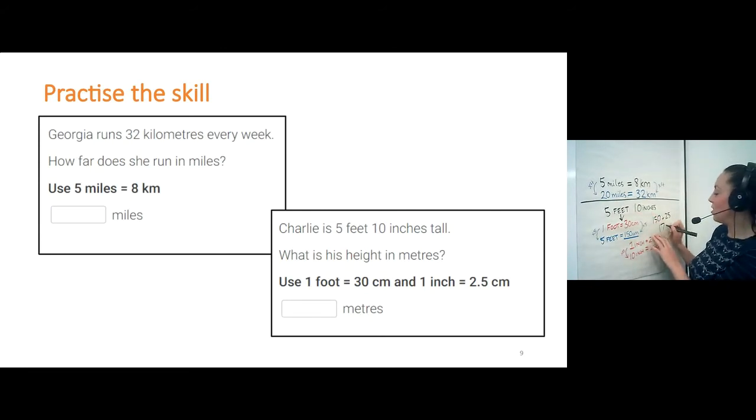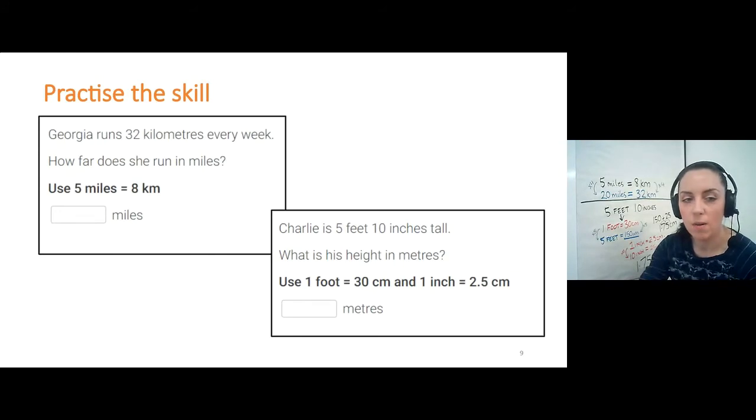So he's 175 centimetres. If there are 100 centimetres in a metre, then we need to divide that by 100 to get our answer in metres. So the answer is 1.75 metres. What does everybody think to that one? Please ask if you're not sure or if you have any questions at all.